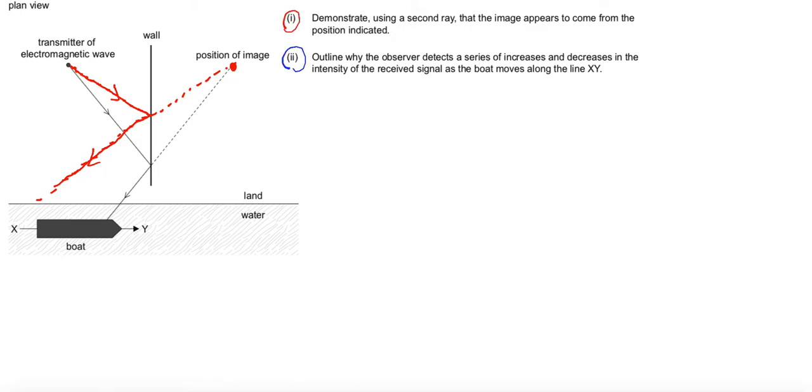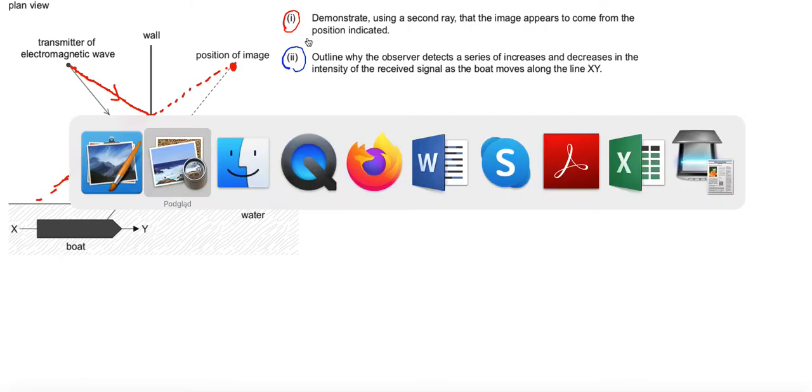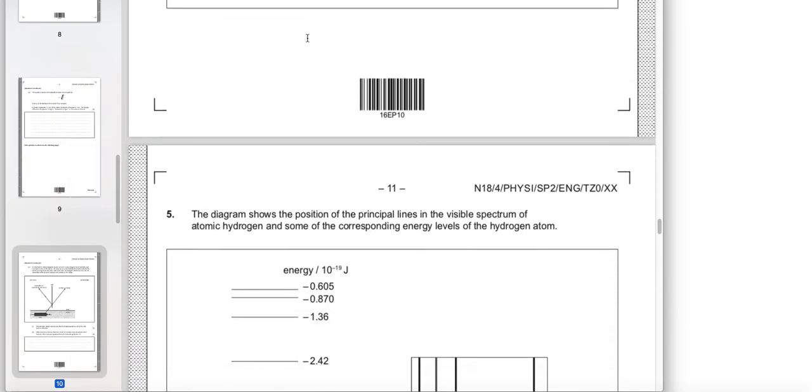Outline why the observer detects a series of increases and decreases in the intensity of the received signal as the body moves along the line XY. And what is the phenomenon? Of course, interference. So sometimes there is constructive interference, sometimes there is destructive interference, just this.